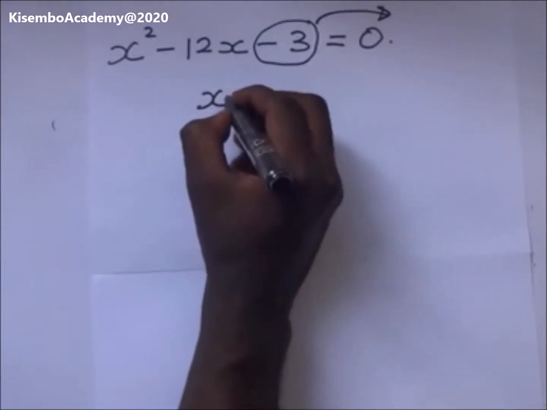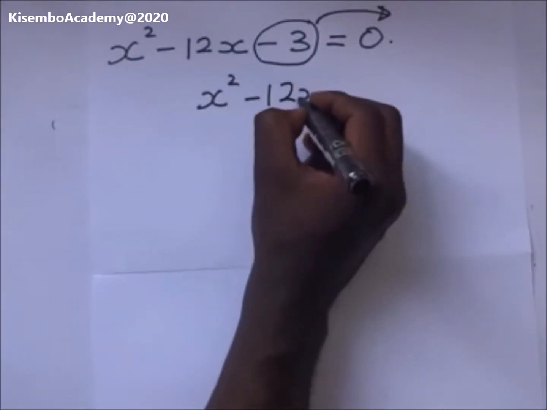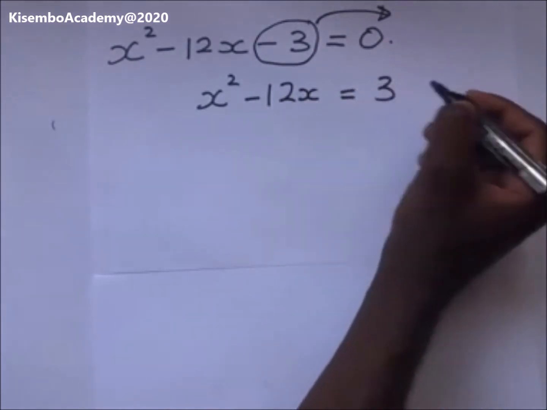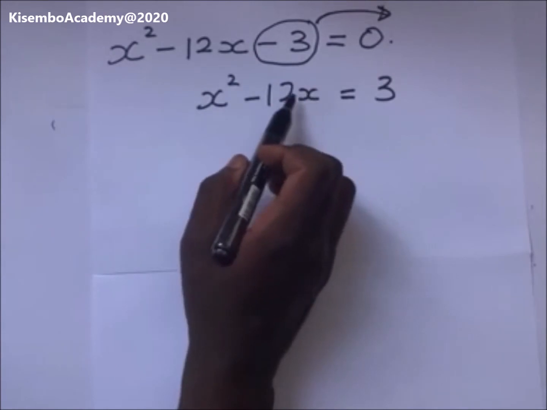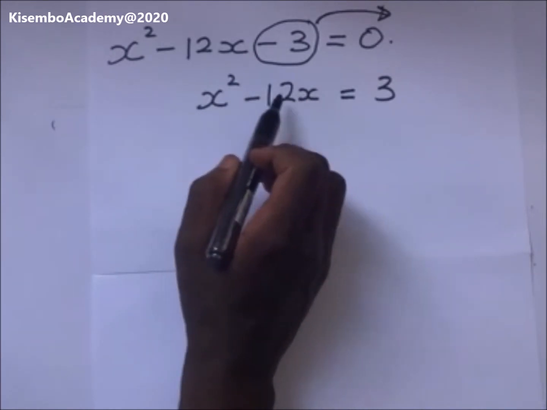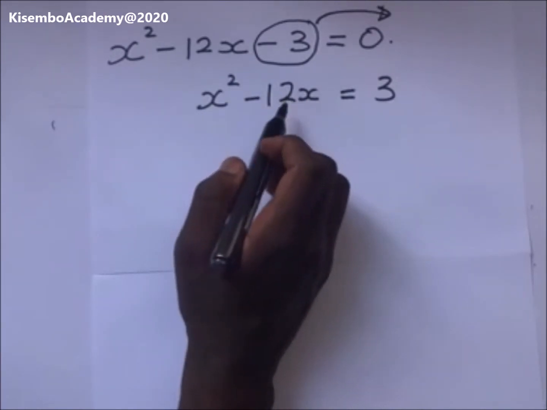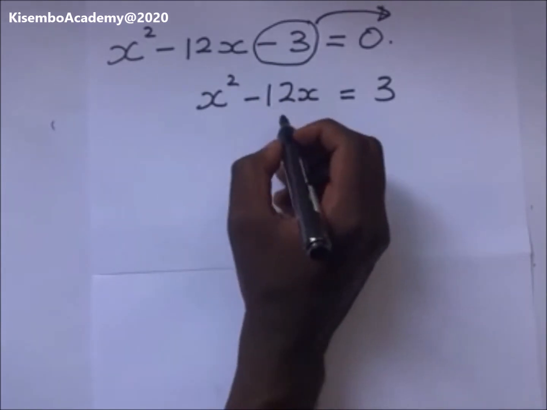So it's going to become x squared minus 12x is equal to 3. So you look at this number, the 12, the coefficient of x, which is negative 12. What is negative 12 divided by 2? Negative 12 divided by 2 is 6. So it is negative 6.